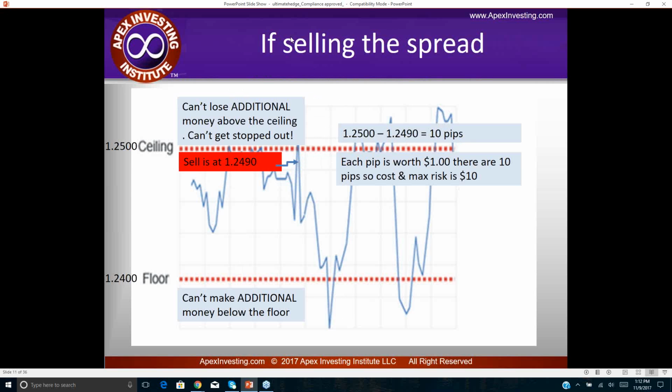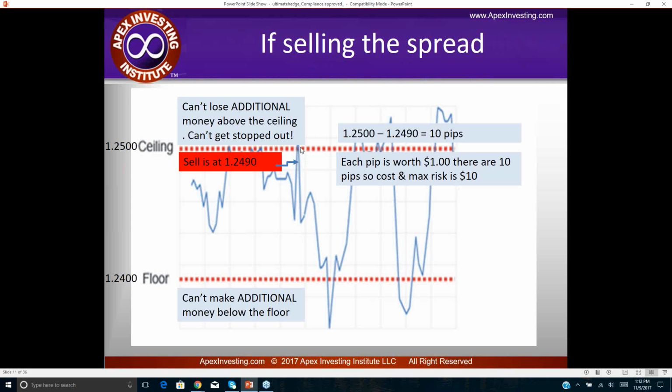So if I sell right here at 24.90, thinking the market's going to go down, but the market goes way up to 2,600, like 110 pips against me, do I lose 110 pips? Am I down 110 pips? No. Because my only risk is to the ceiling. I don't lose any more money past the ceiling, no matter how far up the market goes. Does that make sense to everyone?